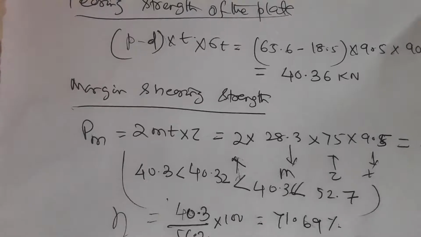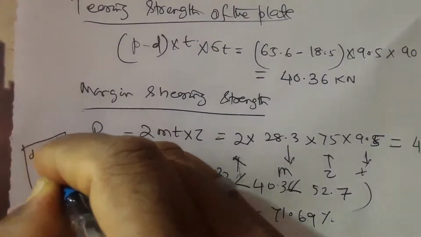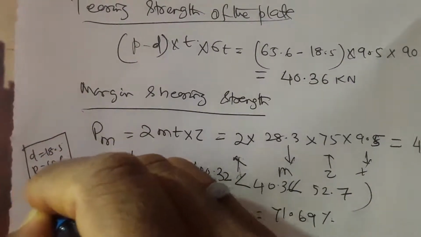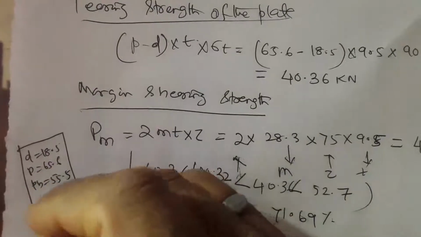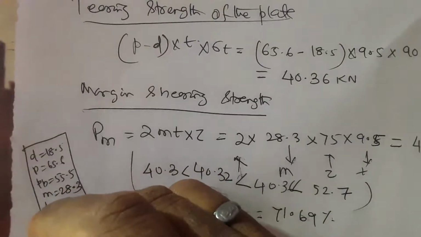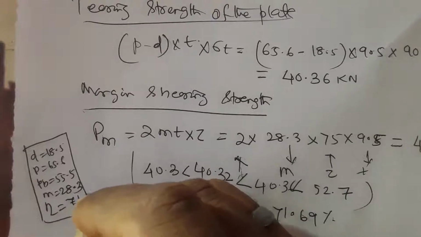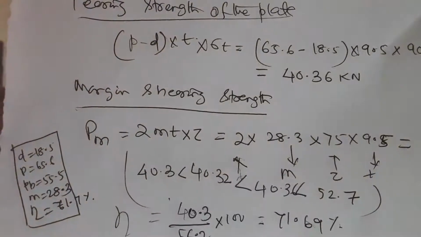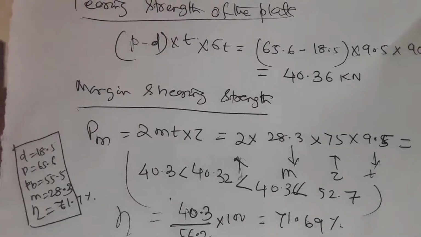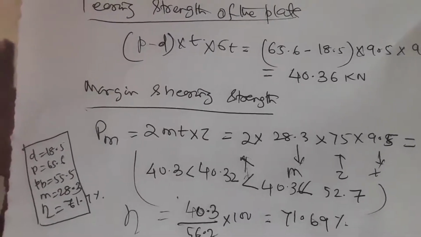So the design parameters are, in this case, diameter is 18.5, pitch is 65.6, P back is 55.5, and M is equal to 28.3, efficiency is equal to 71.7%. So this is the entire design of the plate. So using these values you can actually do the joint.